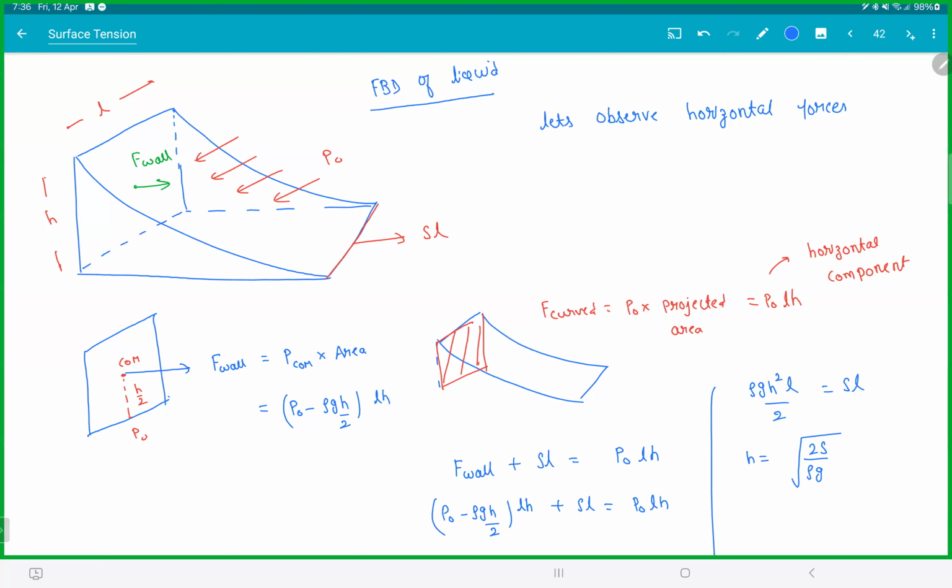Please ask me if you're confused. The atmosphere is pushing everywhere like this. So we only take the horizontal projection. Clear? A bit of fluid mechanics, a bit of surface tension. That's about the excess pressure in a bubble. Any doubts on this?